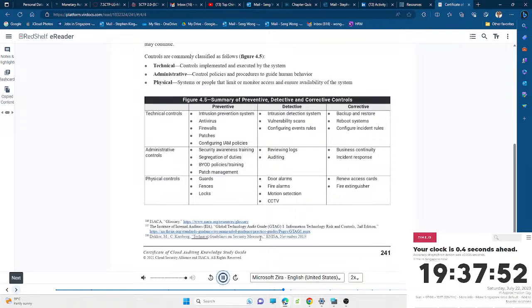Figure 4.5 Summary of Preventive, Detective and Corrective Controls. Technical controls: Intrusion Prevention System, Firewalls, Configuring IAM Policies, Antivirus, Patches, Intrusion Detection System, Vulnerability Scans, Configuring Events Rules, Backup and Restore, Reboot Systems, Configure Incident Rules. Administrative controls: Security Awareness Training, Segregation of Duties, BYOD Policies/Training, Patch Management, Reviewing Logs, Auditing, Business Continuity, Incident Response. Physical controls: Guards, Fences, Locks, Door Alarms, Fire Alarms, Motion Detection, CCTV, Renew Access Cards, Fire Extinguisher.